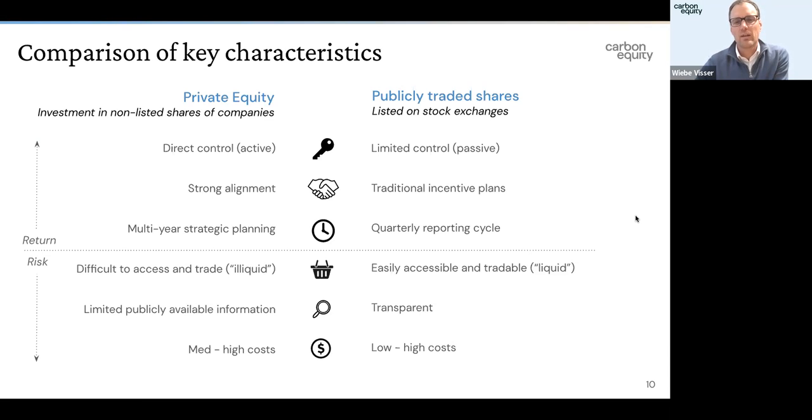Now, the second good thing in private equity is you have very strong alignment with the management team. They are shareholders as well, and they really have the same goal as the shareholders.